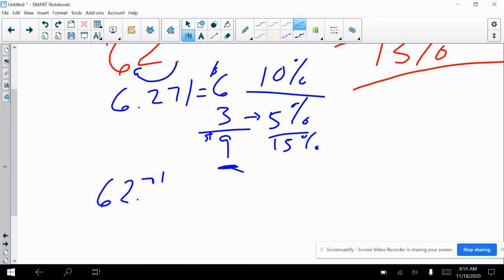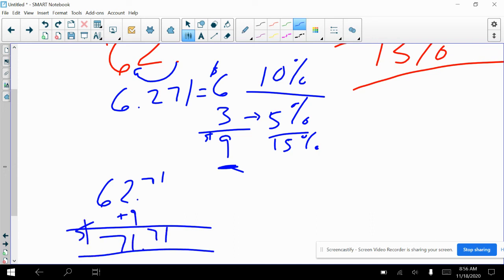So 62.71, right? So our bill is, we're going to add $9 to that. 71.71. Okay, those are the harder ones. 25%, same thing, right? You find 10%, you multiply it by 2, you take half of 10%. So far, so good. Everybody good with that?